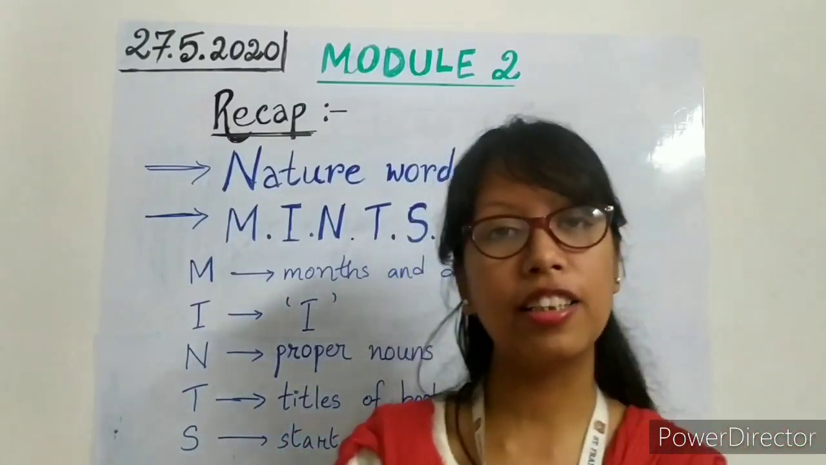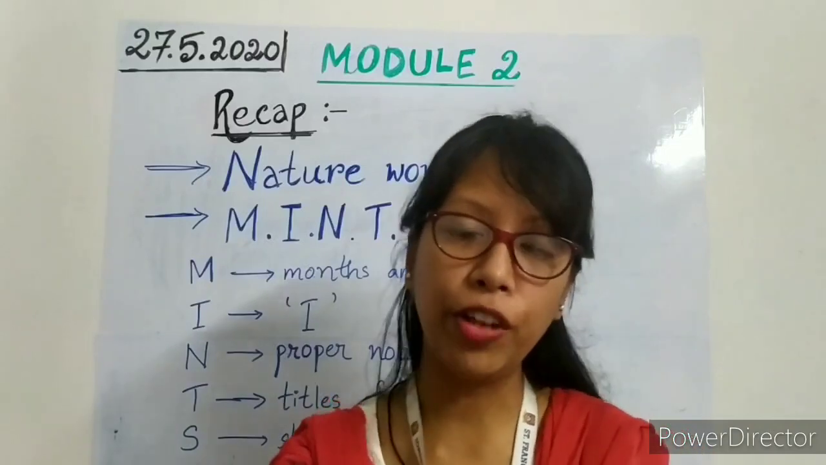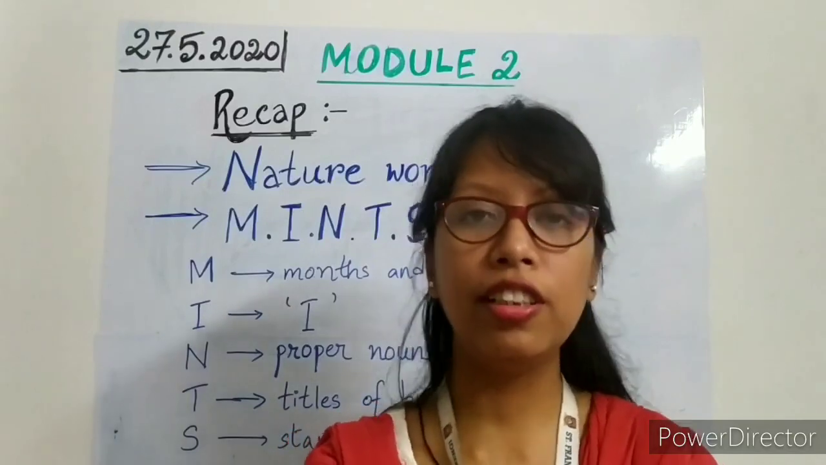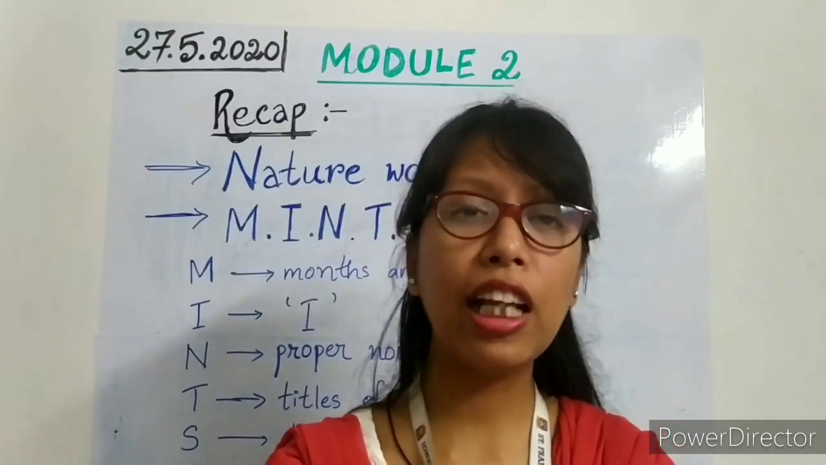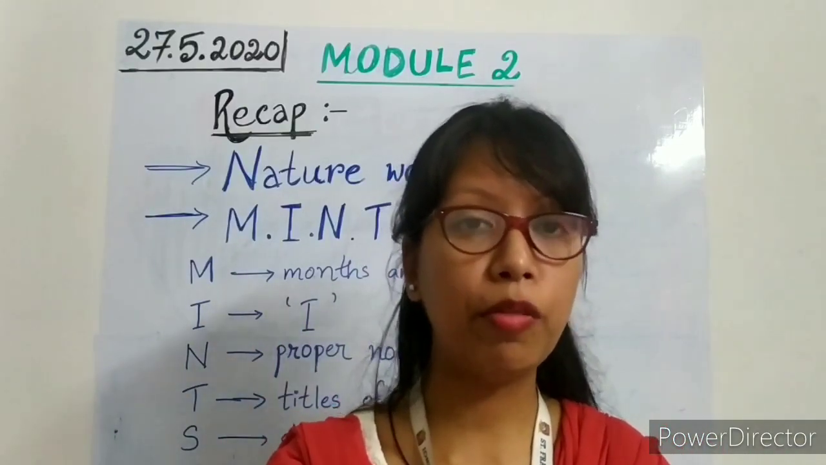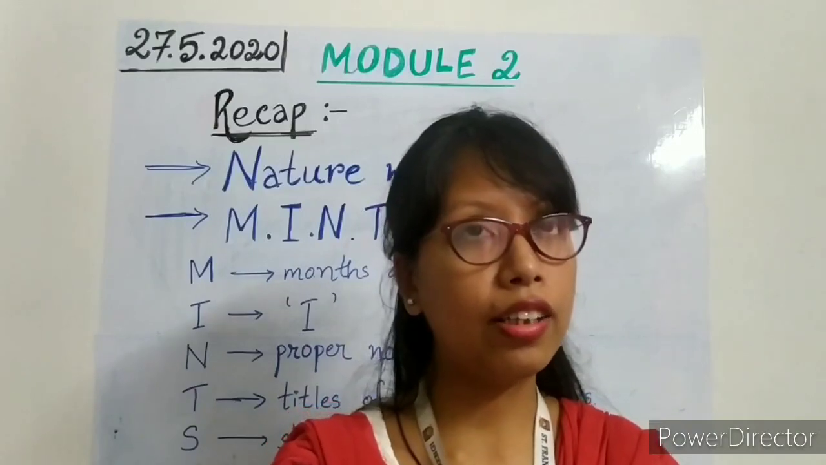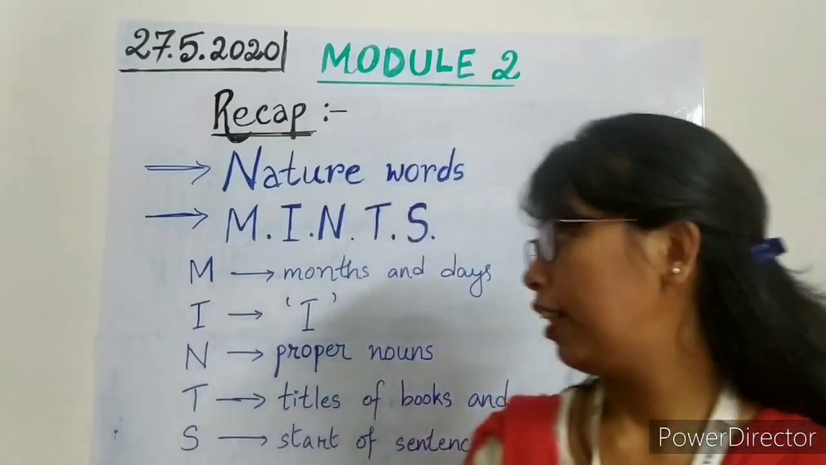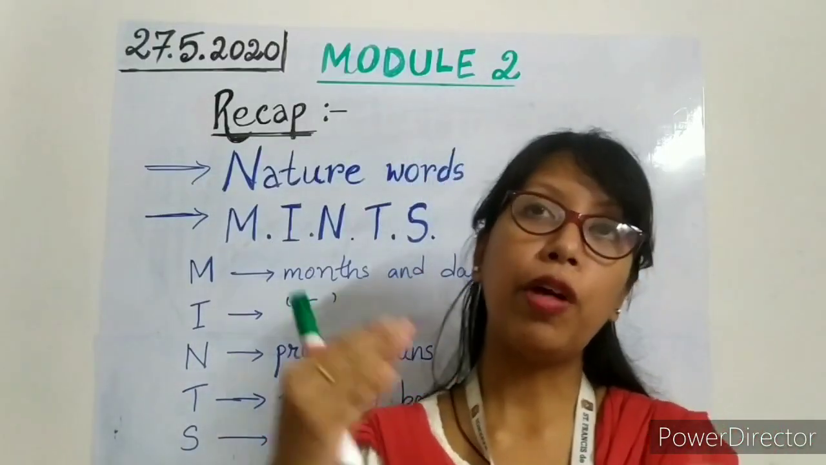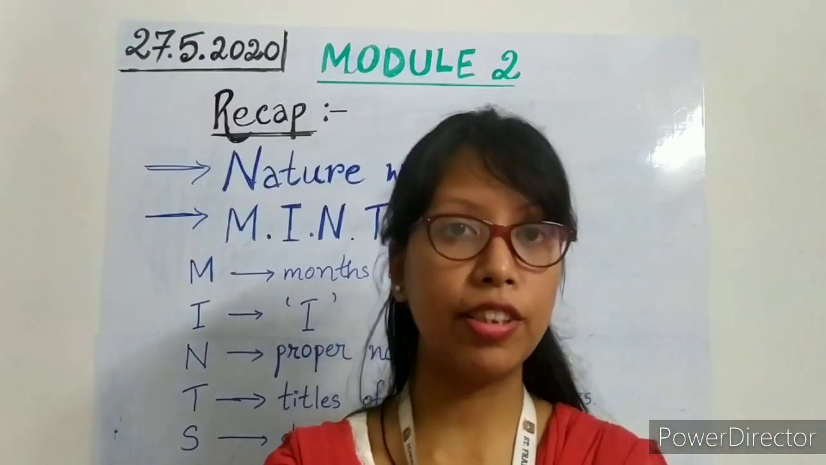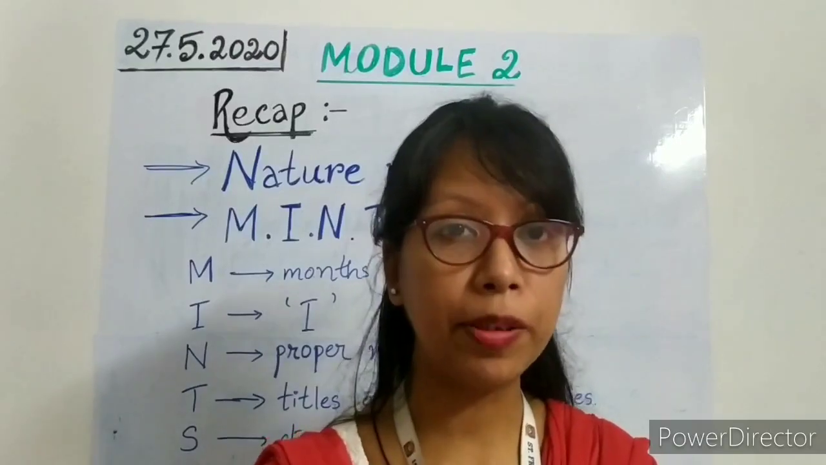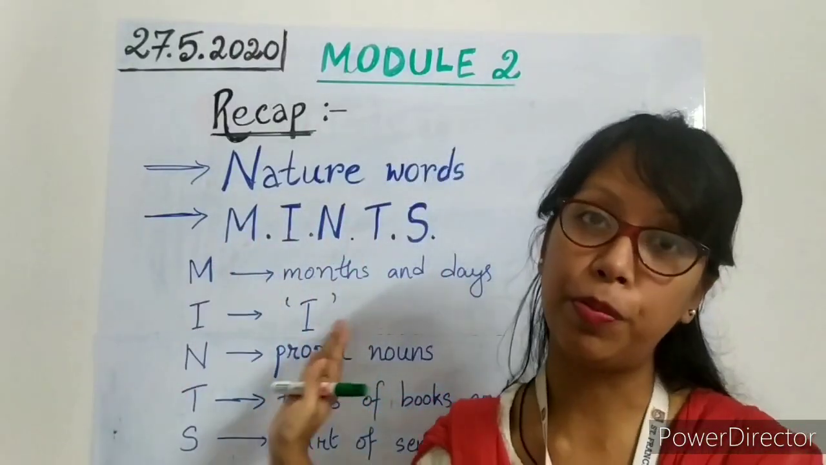Then T stands for titles of books and movies. For example, The Jungle Book, the initial letter is capital. Frozen, then Marvel, then we have Three Idiots, right? So for every movie, every name of a book or a title, the initial letter is always capital. Then the last one is S, the start of a sentence. Whenever we start a sentence, the first letter is always capital. Even after the full stop, the first letter should be capital. So this is what we discussed in our previous class.